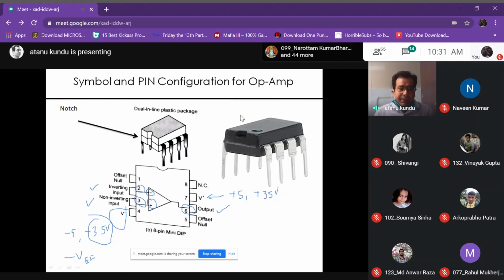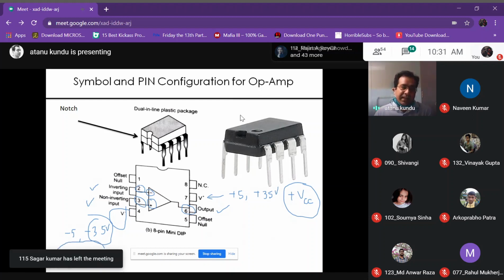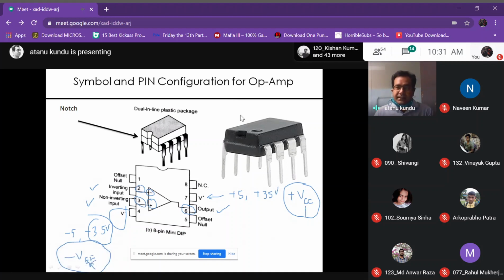Pin number 7 is +VCC, because so many transistors are there, and all the transistors' collector terminals are coupled here, and we apply a voltage here. That's why the name comes from VCC. And all the emitter terminals of the transistors are coupled here, and we apply some negative voltage. That's why the name is VE. E comes from emitter, and C comes from collector. We'll be able to see that when we discuss the internal circuitry. So you have to learn all the internal circuitry of all these circuits.